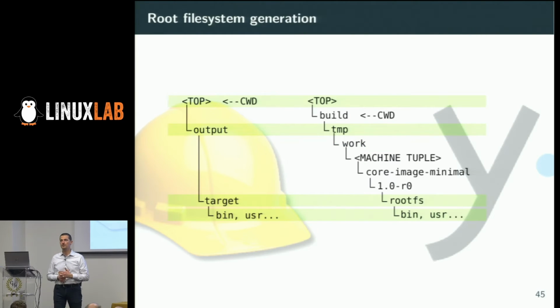Also, root file system generation is following a similar rule. So in Buildroot, from the top directory, you have output/target, your root file system that is being progressively generated. In Yocto, it's very different. It doesn't generate a root file system while building. At the end, it does it in build/tmp/work/machine tuple/the name of your image/the version/rootfs.